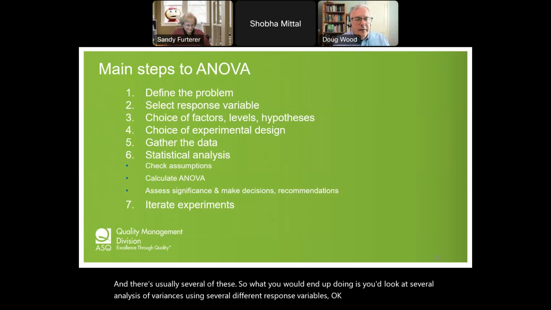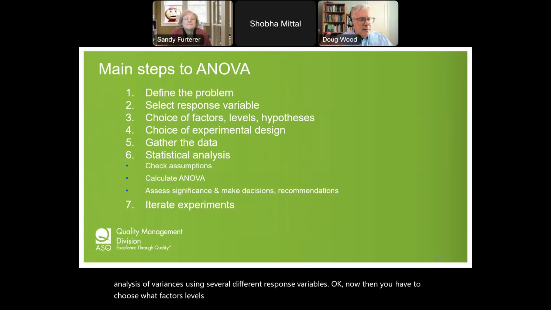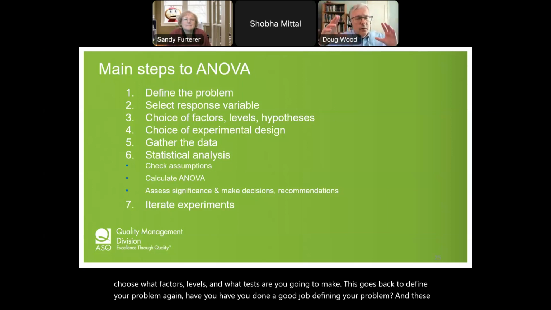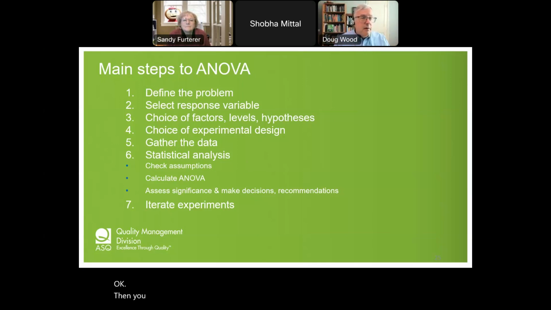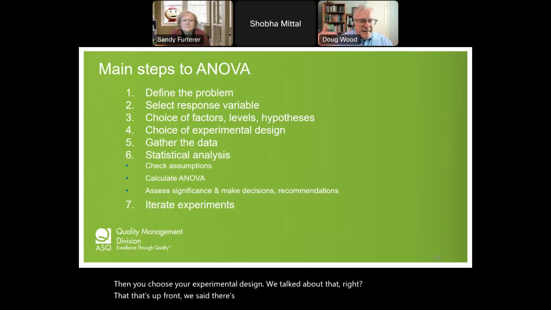Now, then you have to choose what factors, levels, and what tests you are going to make. This goes back to define your problem again. Have you done a good job defining your problem? And these come out of what you control, what you don't control. It comes out of the understanding of the process. Okay. Then you choose your experimental design. We've talked about that, right? That's up front. We said there's random and fixed and so on and so forth.